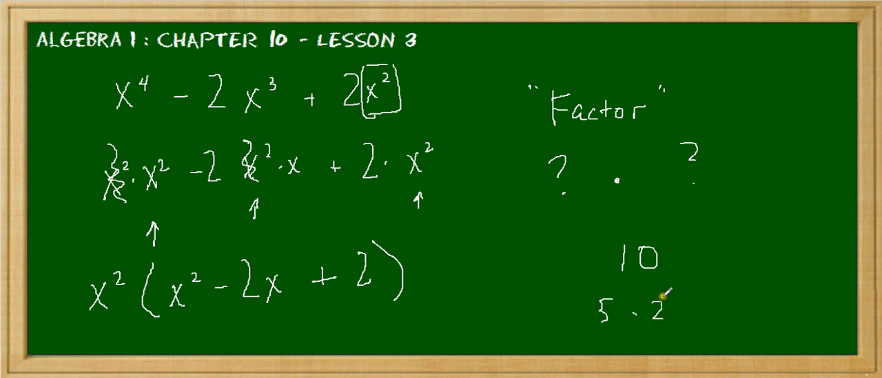Obviously we can show all the factors. We can put 10 times 1, 5 times 2. But when we're dealing with polynomials, we're going to have to look for the common factors because there are terms. Remember, polynomials are being added. You have monomials that are being added and subtracted, so we have to find the greatest common factor.